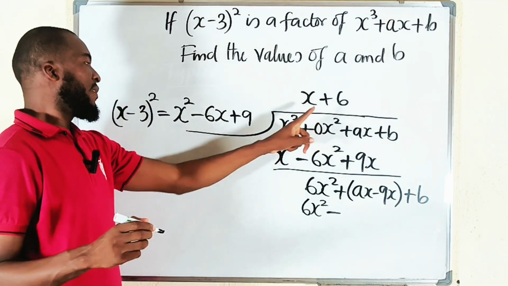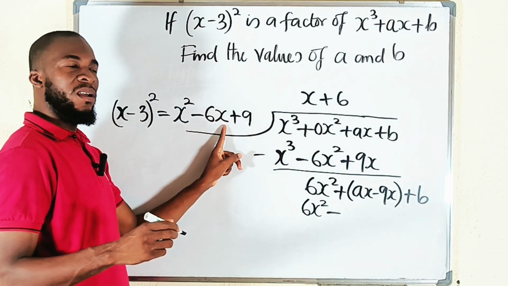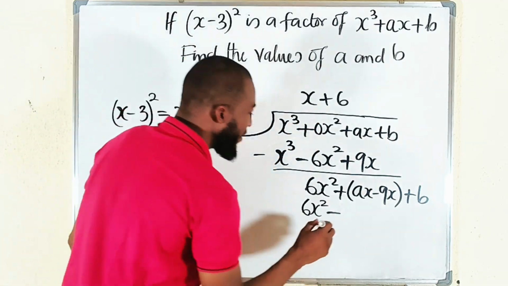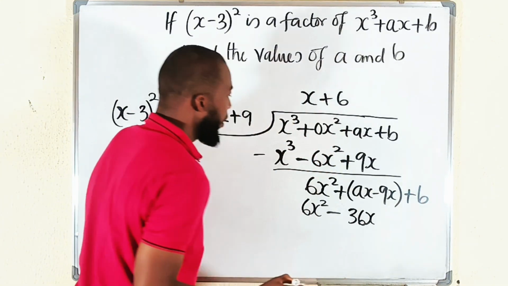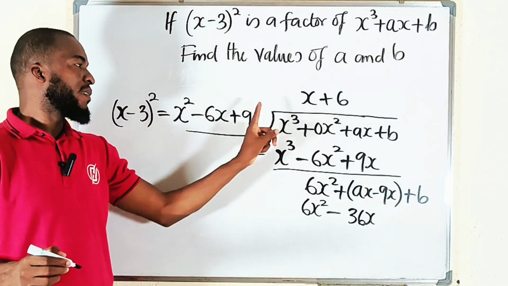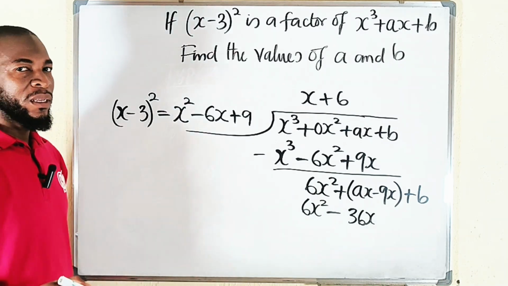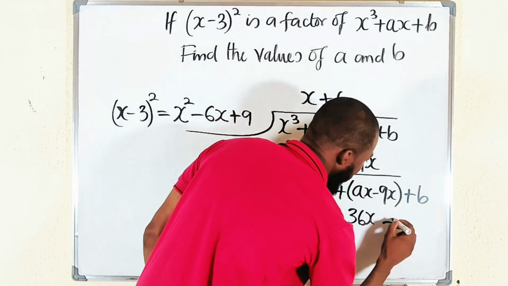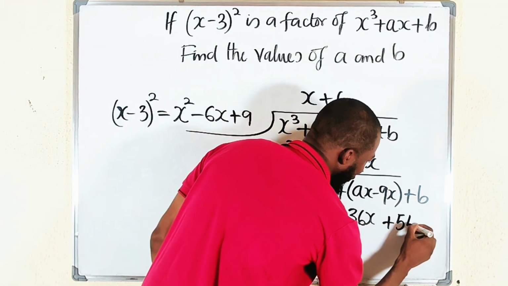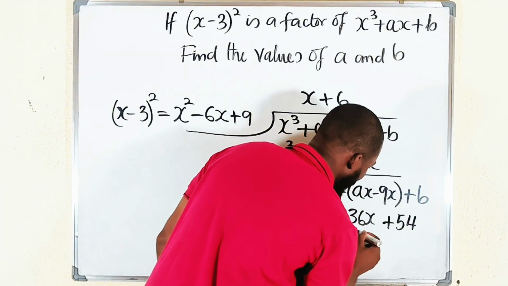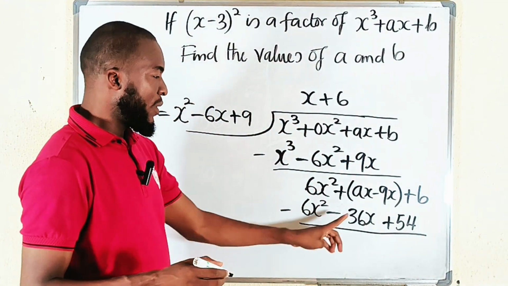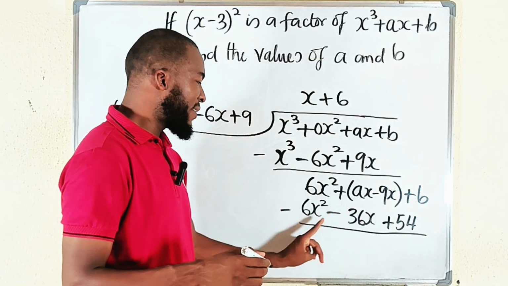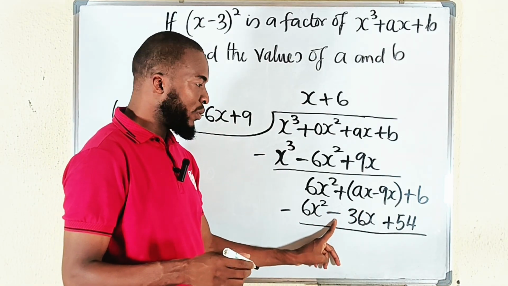Minus. 6 times negative 6x will give us negative 36x. Then 6 times 9 will give us what? 54. And we are going to subtract. This minus this is 0. So this minus this is going to become positive.